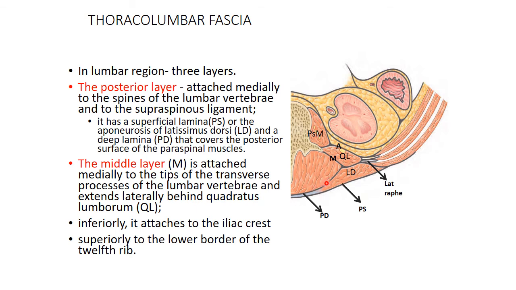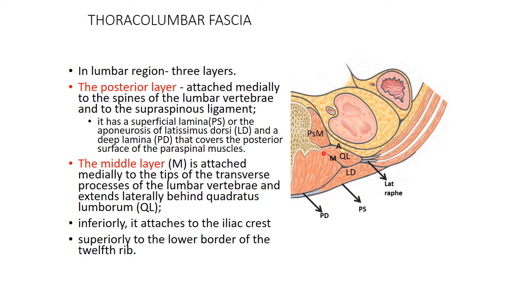Then this fascia over here, see, which is extending from the tip of the transverse process laterally. This is actually the middle layer of the thoracolumbar fascia. So we talked about the posterior superficial layer, the posterior deeper layer. Now about the middle layer of the thoracolumbar fascia.